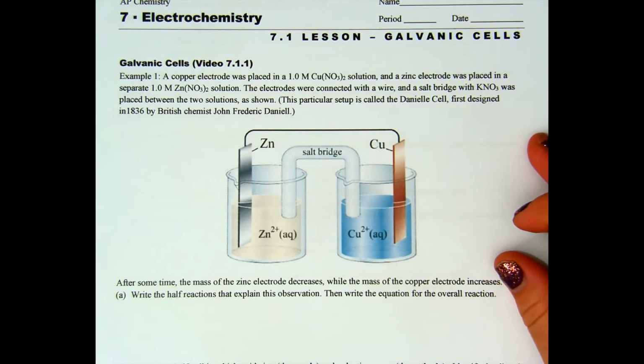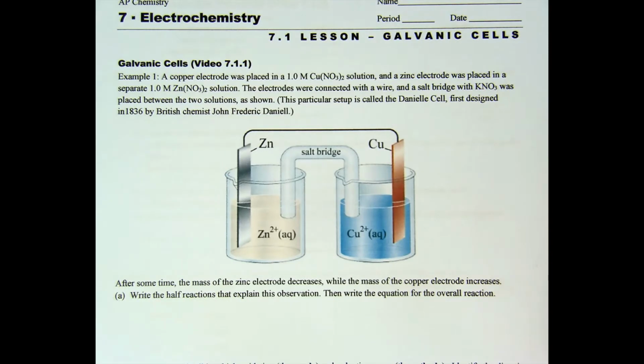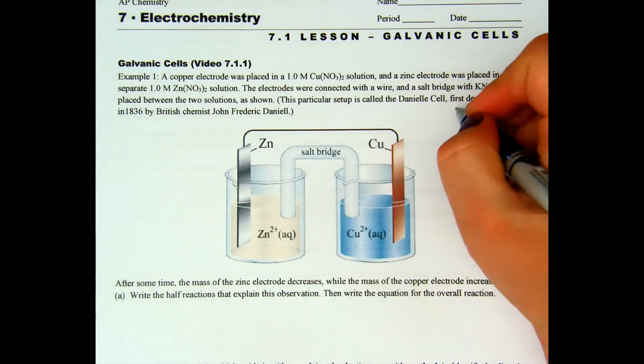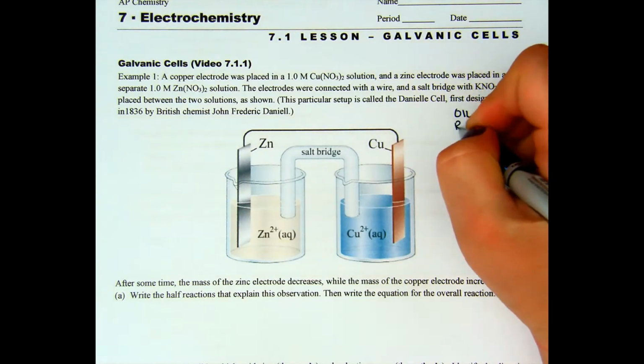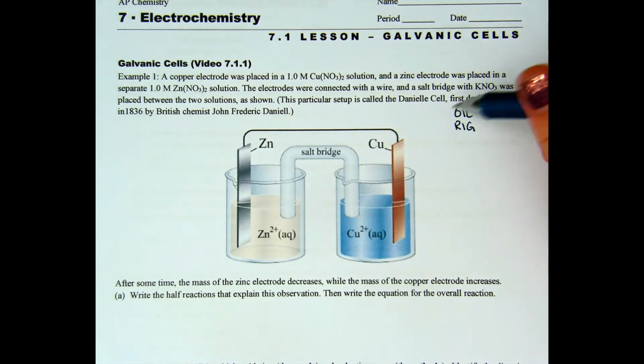Before we get started, we need to kind of remind ourselves what reduction and oxidation are, because electrochemistry is all about redox. So if we remember, we had OIL RIG as our acronym. Oxidation involves loss of electrons. Reduction involves gain of electrons. So if we're losing electrons, we're becoming more positive when we're oxidized, and when we're reduced, we're gaining electrons, right? And so we're going to get more reduced or more negatively charged.